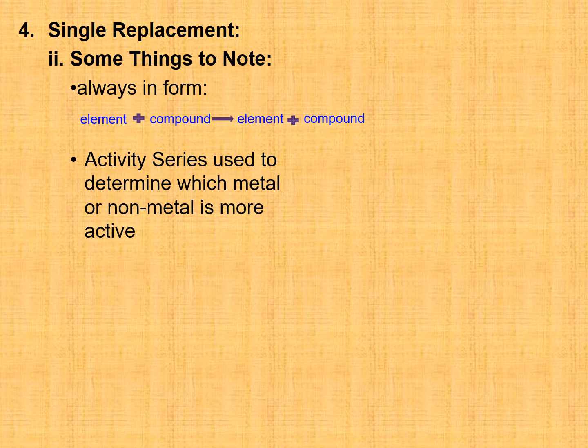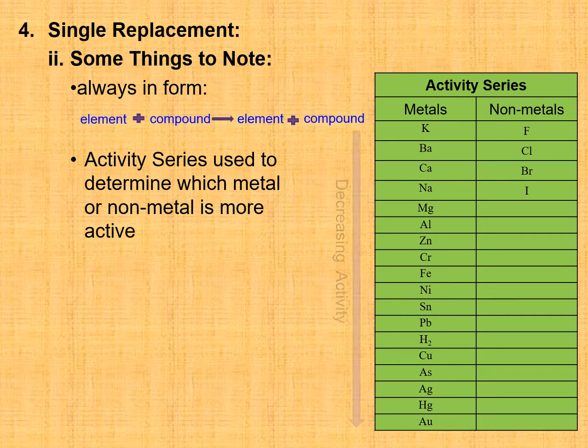Remember that we said in the previous slide that to predict the products of a single replacement reaction, you'll need to compare the strengths of either metals for metal replacement reactions or nonmetals for nonmetal replacement reactions. The activity series is a chart that can be used to determine which metal or nonmetal is the stronger, more active one. Remember that the more active metal or nonmetal wants to be with a partner, that is, to be in the compound rather than be single in elemental form.